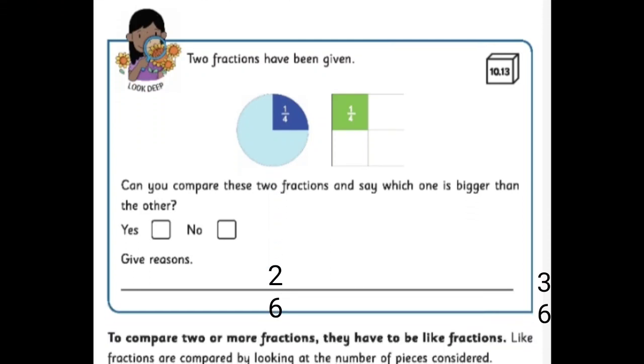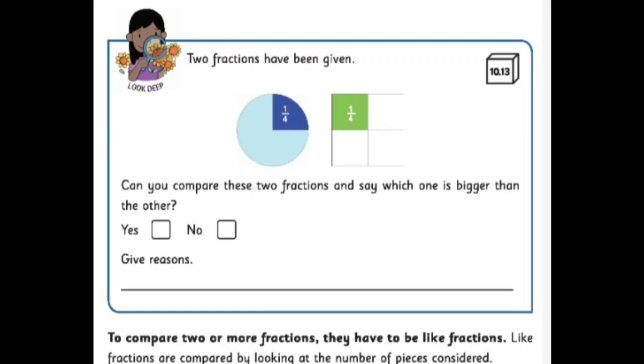Next, let's do the activity 10.13. 2 fractions have been given. Notice that both the fractions are 1 by 4. But the wholes from which they are cut out are not of equal size or shape. One is a circle and the other is a square. Can you compare these 2 fractions and say which one is bigger than the other? Can we say that?